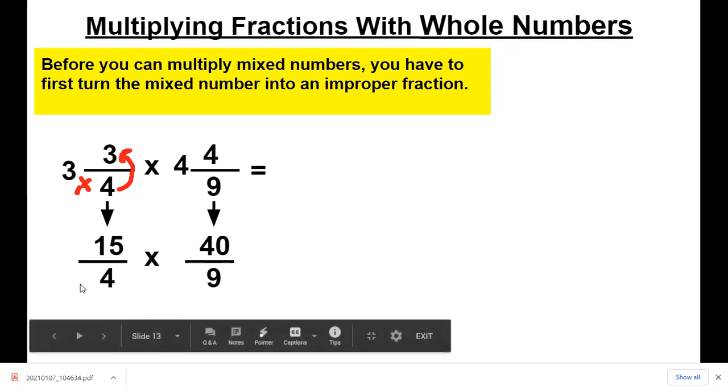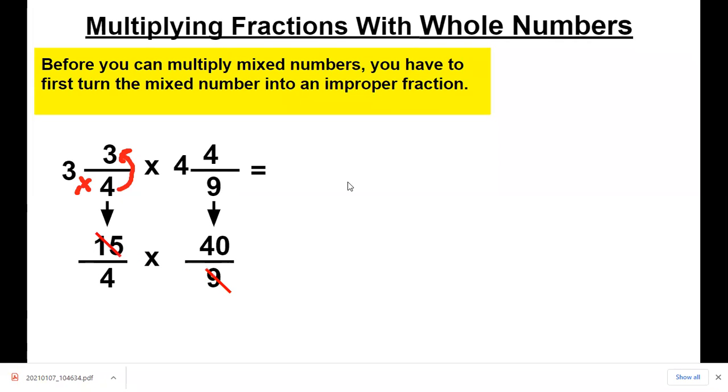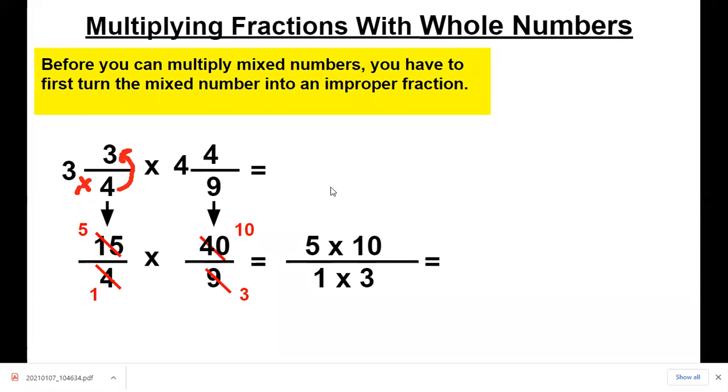So I noticed that I can cancel a 4 into 40 and into itself, and I can cancel a 3 into both of these. So I don't have as big of numbers, right? I'm going to divide a 3 into 15 and a 3 into the 9. 15 divided by 3 is 5, and 9 divided by 3 is 3. Now the 4 and 40. 40 divided by 4 is 10, and 4 divided by itself is 1. Now I multiply across the top, 5 times 10, and across the bottom, 1 times 3. So I get 50 over 3.